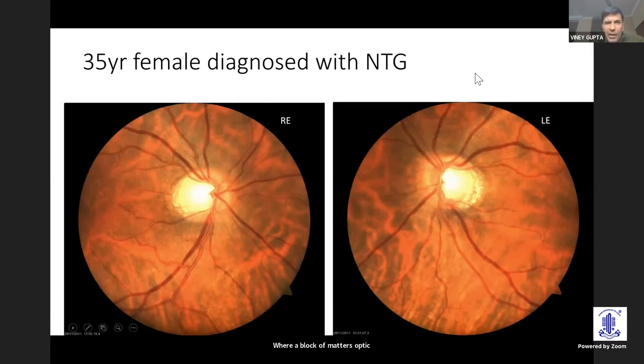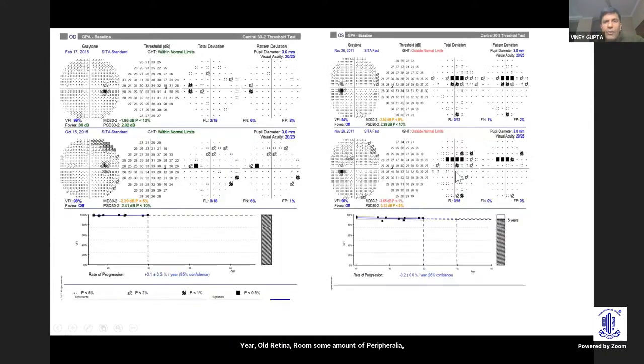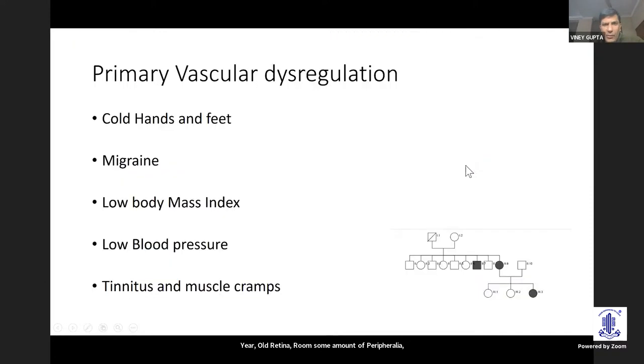For example, in this young female who was on treatment for normal tension glaucoma, you can see that there was a typical defect in the RNFL. She had a thin neuroretinal rim, some amount of peripapillary atrophy, and there was a visual field defect very close to the fixation. But apart from that, she also gave a history of having cold hands and feet. She had migraine, a low body mass index, a low blood pressure, and this ran in the family. There were other family members who had a similar kind of picture.